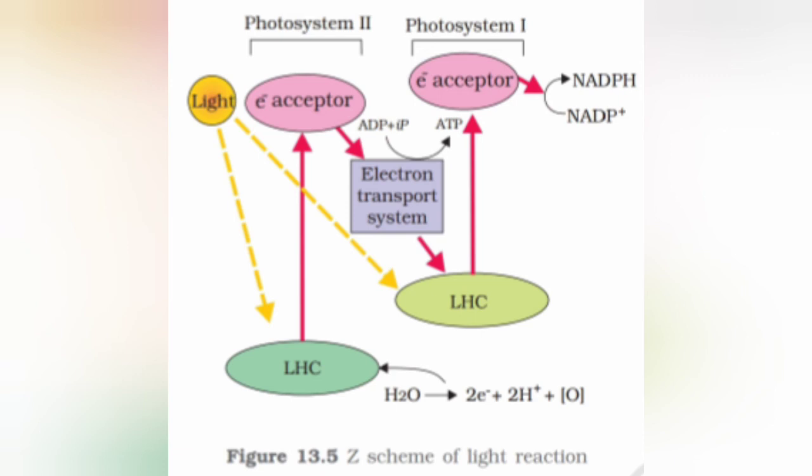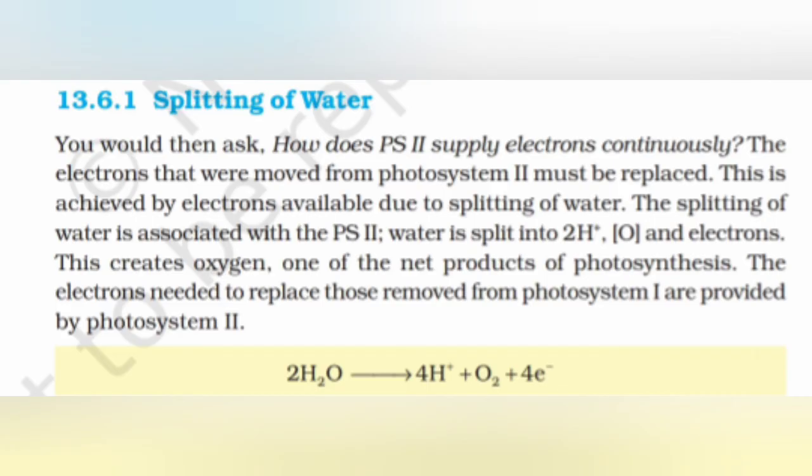Here is Z scheme shown in the figure. We can see light is incident on two light harvesting complex. First PS2, second PS1. From PS2 the electrons get excited and go uphill, then go downhill into the electron transport system, and then downhill to the second photosystem, photosystem 1, and get excited again, and going to the electron acceptor they form NADPH. Splitting of water.